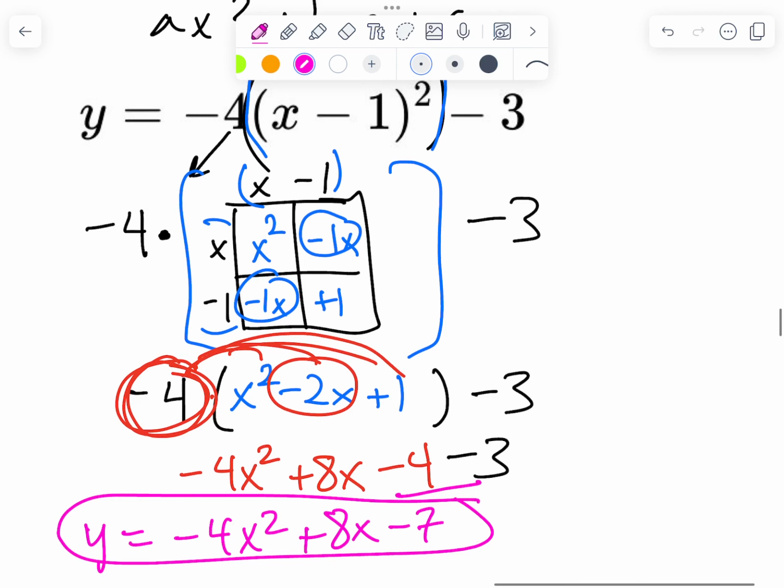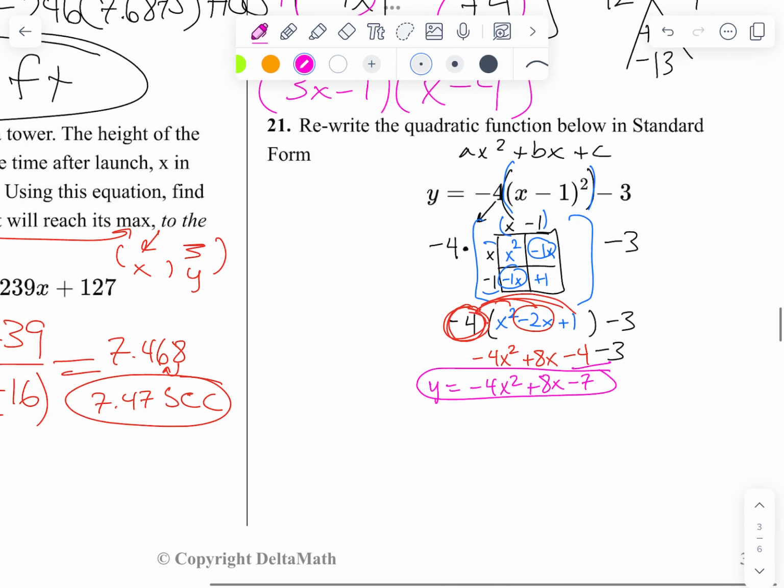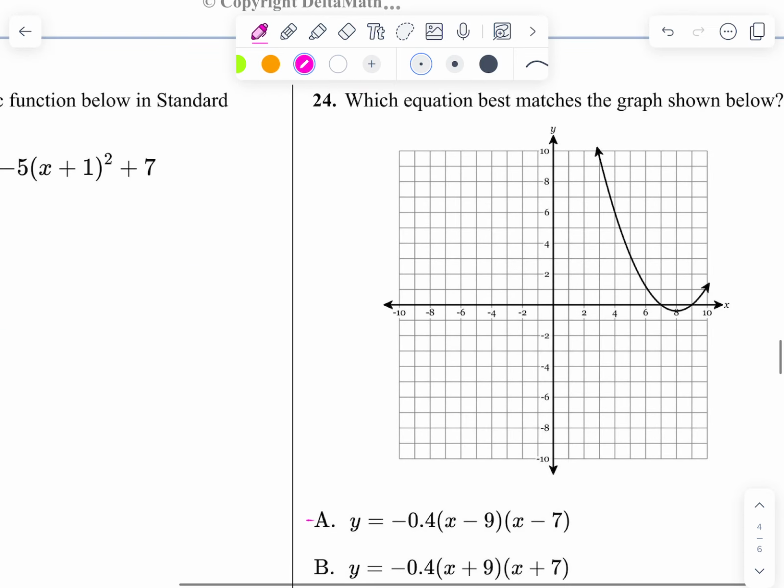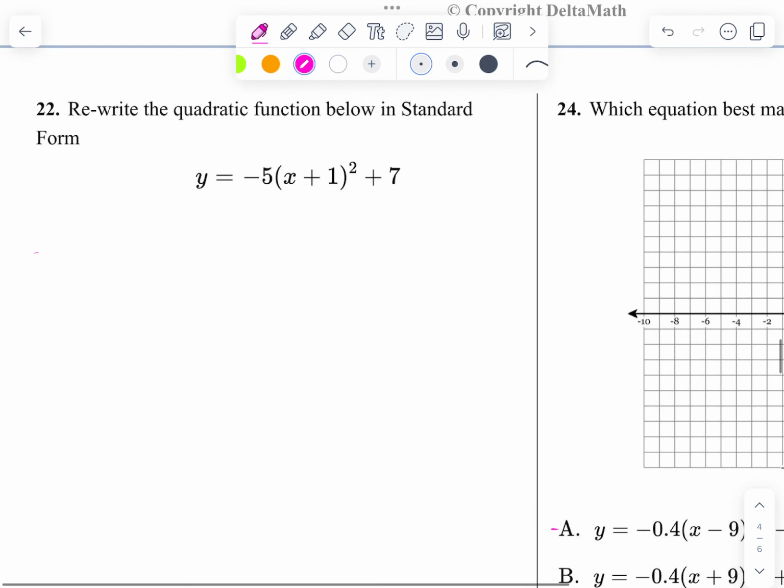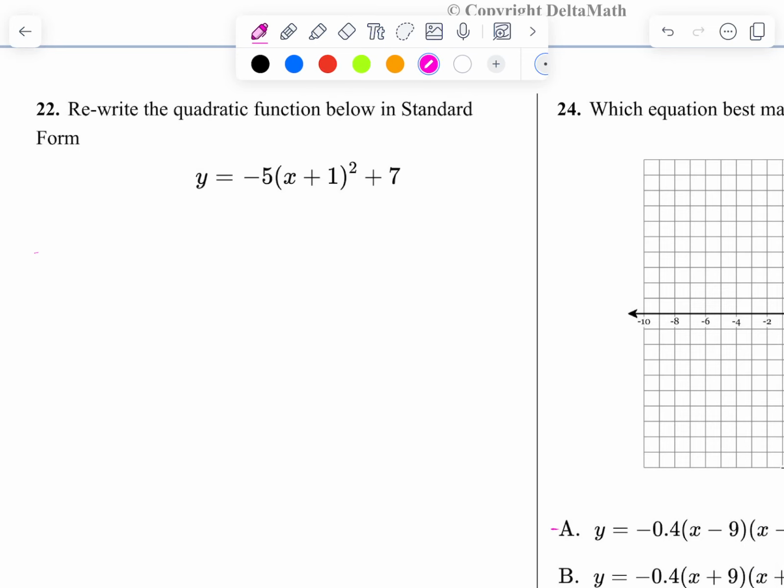So I just changed it from vertex form to standard form. Got another one, can do the same thing. I'm going to take the negative 5, stick it up front, then do the middle part, and then plus 7 at the end. So I'll make a little box and then try to go backwards.